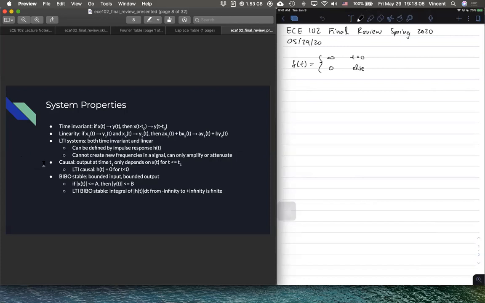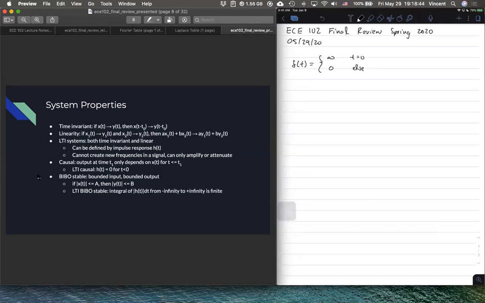A causal system means that at output time t1, it only depends on x of t for t less than or equal to t1. So basically the output only depends on present and past values. Another important property is that for LTI and causal systems, the impulse response is h of t equals 0 for t less than 0. So the impulse response only has values for t greater than 0.